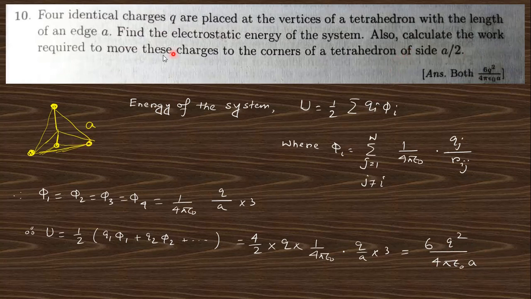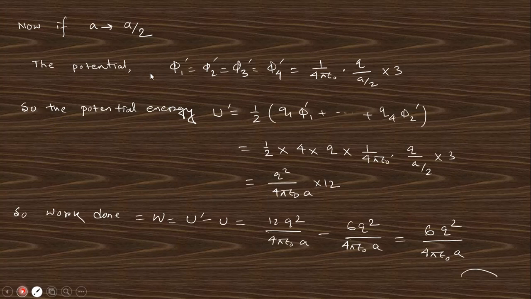Now calculate the work required to move the charges to reduce the tetrahedron side to A by 2. What energy or work done will be required? We need to find the energy of the new system, then subtract these two energies to get the work done, because the work done is the potential difference into charge, or you can say the energy difference of this system.